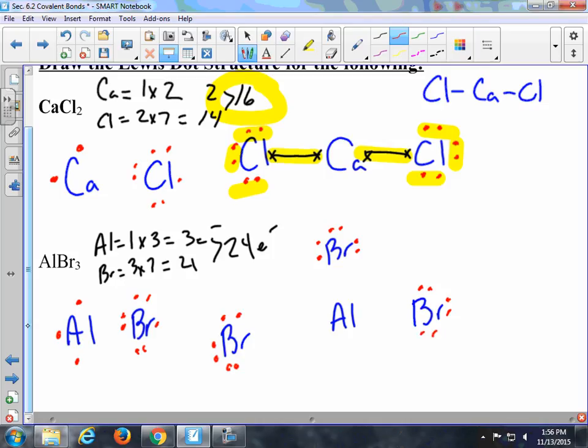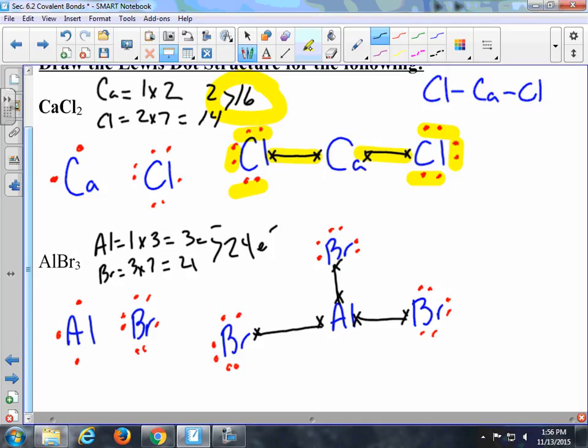All right. Next, we're going to put in our singles, the ones that we're going to pair. So our singles, how many singles does aluminum have? 3. 1, 2, 3. How many open electrons or single electrons does bromine have? 1, 1, 1, 1. Let's go ahead and make bonds.